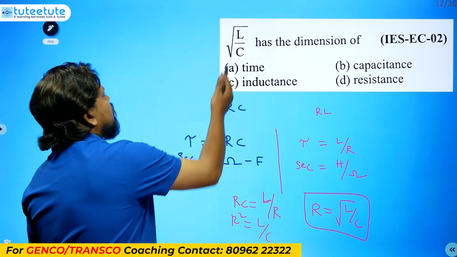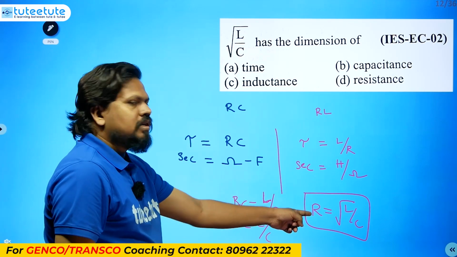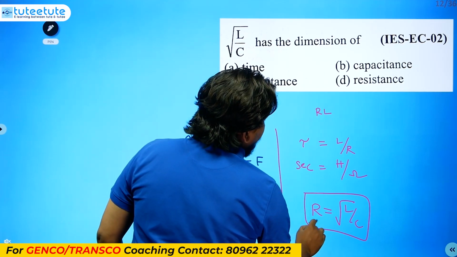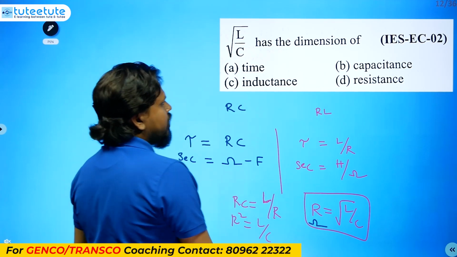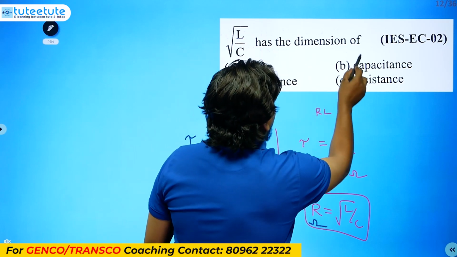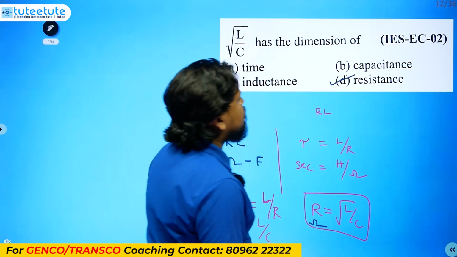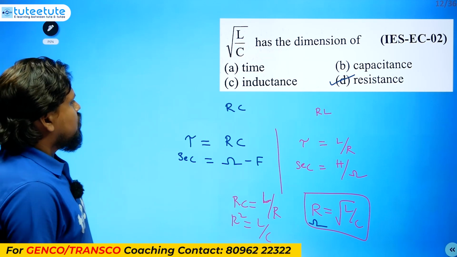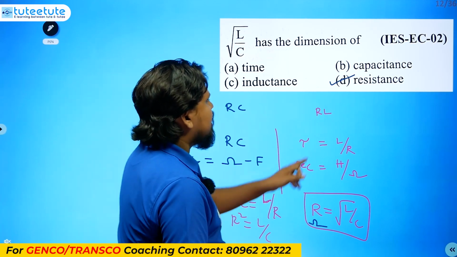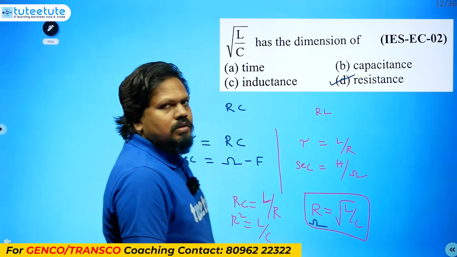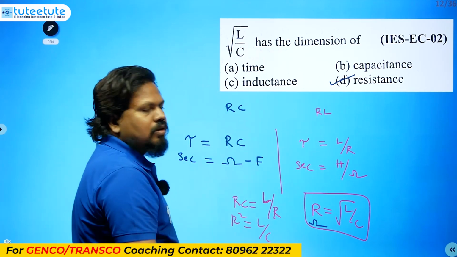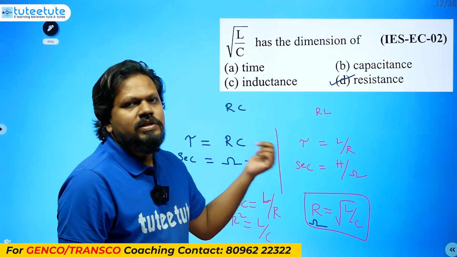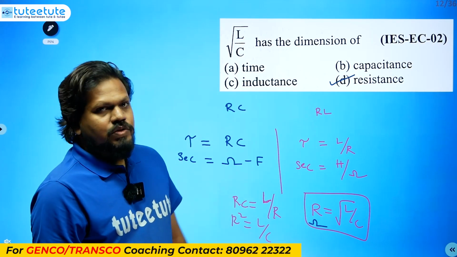They are asking root L by C. Directly we are getting root L by C as R here, so we can give it as ohms directly. That means they have given the dimension of resistance. Sometimes they will ask about L by R, sometimes R by L. What is R by L? R by L is 1 by seconds.